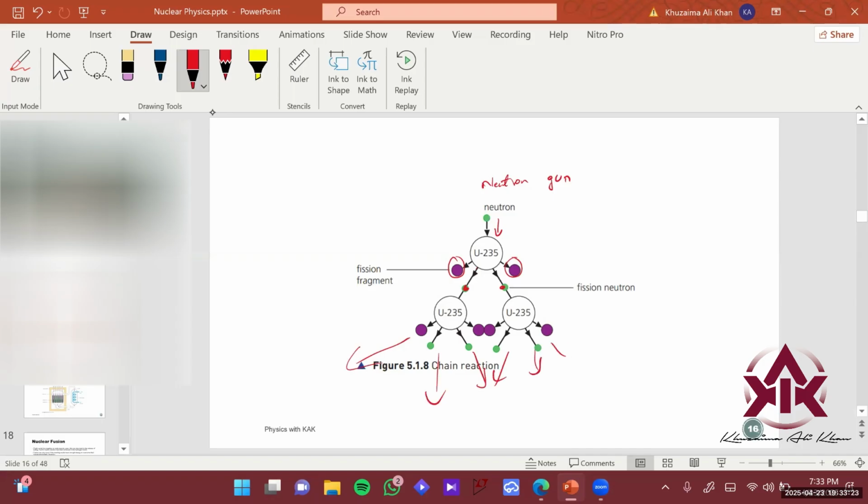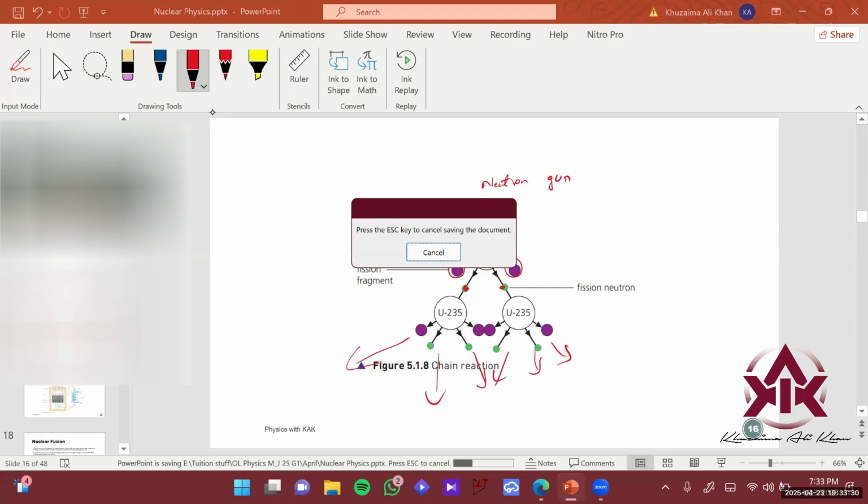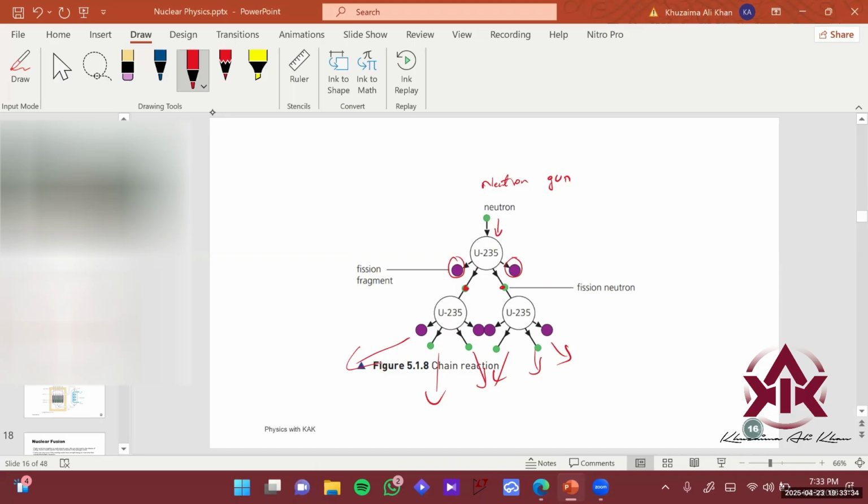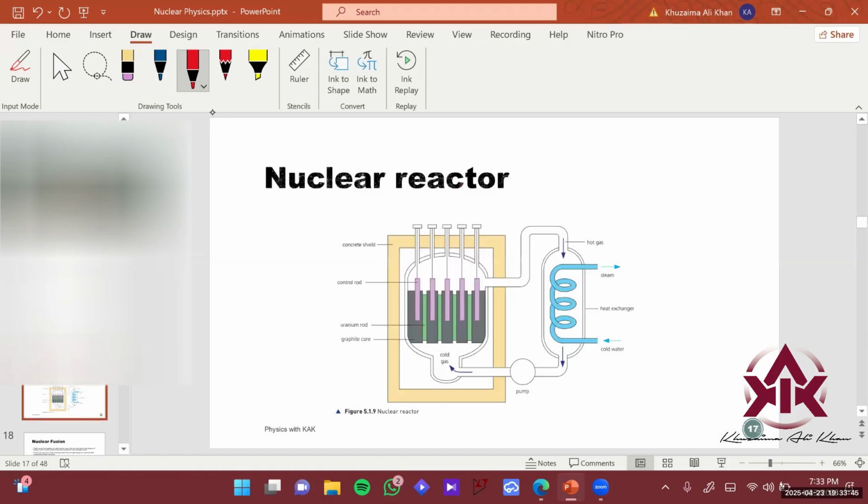Till we stop it using a method: you can use boron rods to absorb the neutrons. If no further neutrons are available, we can easily stop the process from continuing, right? Otherwise it will keep on going and a huge amount of energy will be produced, and this can also lead to explosions. This is how it is used in a nuclear reactor, which produces electricity.